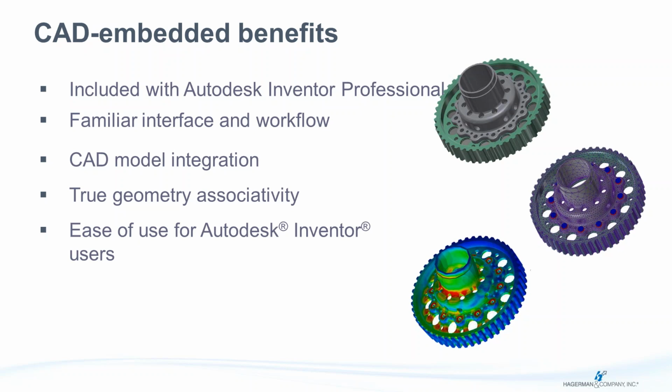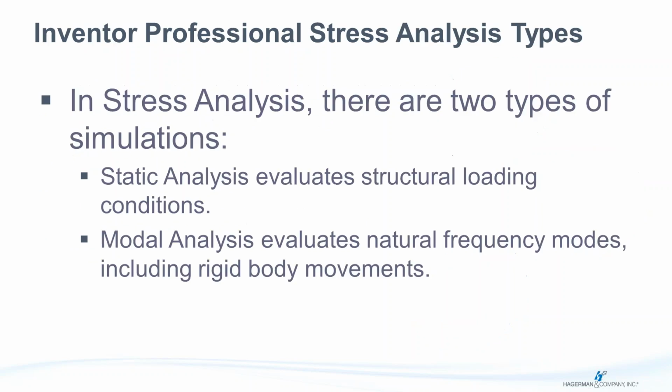And finally, there's true part geometry associativity. Part geometry data is accessed directly through your CAD system and features this true associativity. So you can easily make changes to your model without having to duplicate the work for validation. Explore what-if scenarios easily with full associativity of FEA and CAD data and validate your concepts.